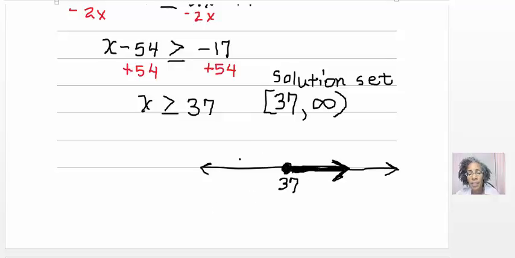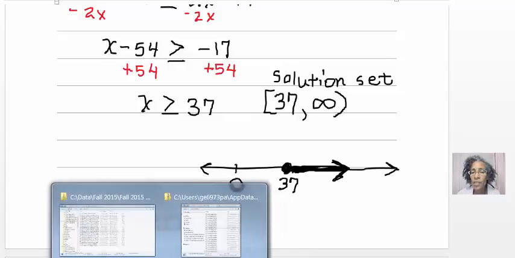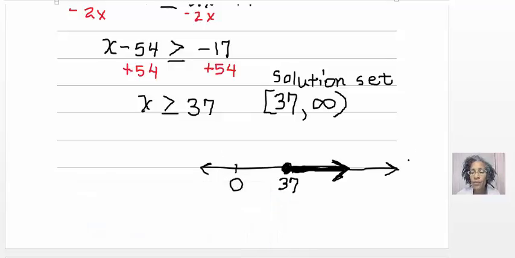All right, and that would be my number line. I don't have to show a lot of numbers. I do need to show the 37. If I show anything else, here I chose to show 0, it just needs to be in the correct position relative to my 37. Anything I show on the number line needs to be appropriately related in its position to anything else on the number line.